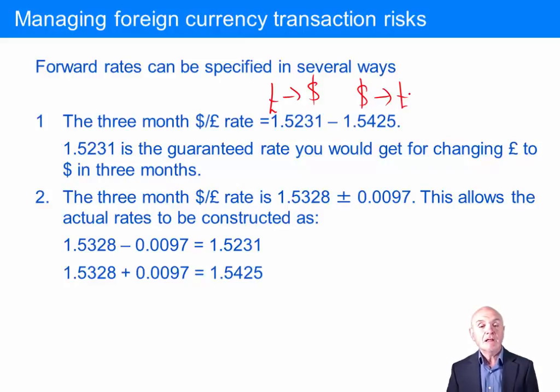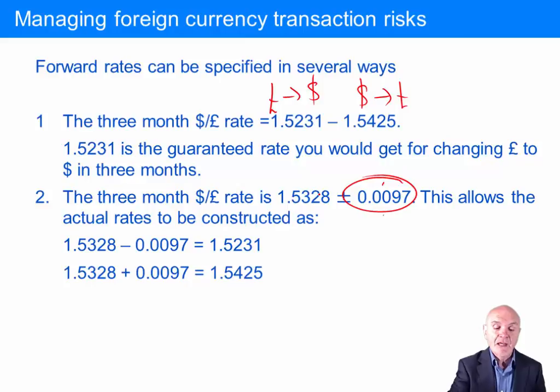Another way they can do it is like this. They give you a plus or minus here. The 3-month forward rate is 1.5328 plus or minus 0.0097, and this essentially is going to give you the spread. So if you take the 1.5328 minus 0.0097, we come back to the lower one, and if it's plus, it comes to a higher one. But there's no particular mystery in that. It's easy enough to see what's happening.